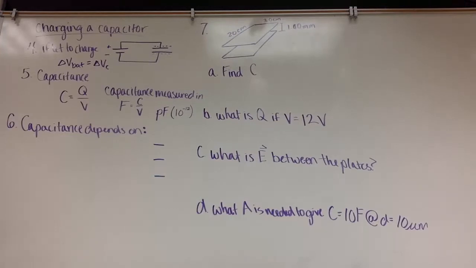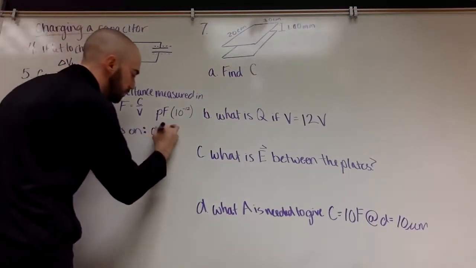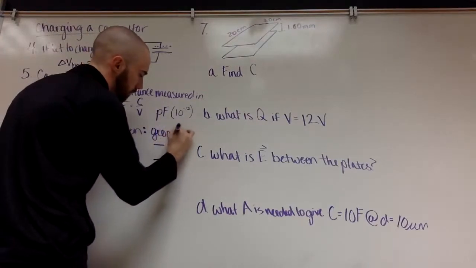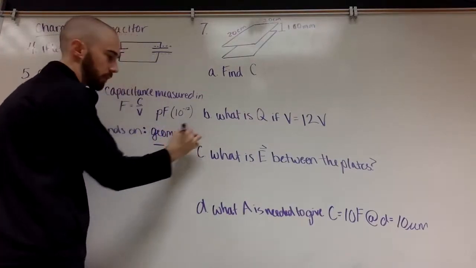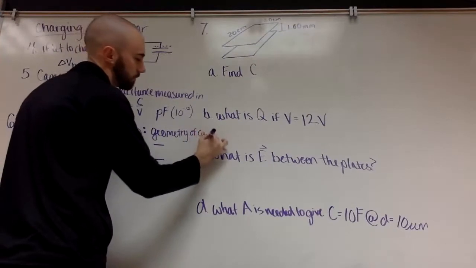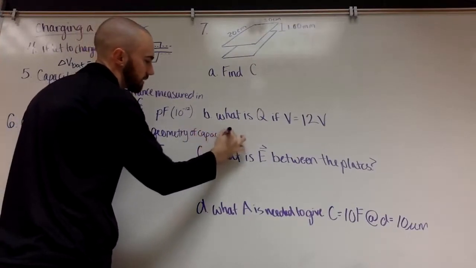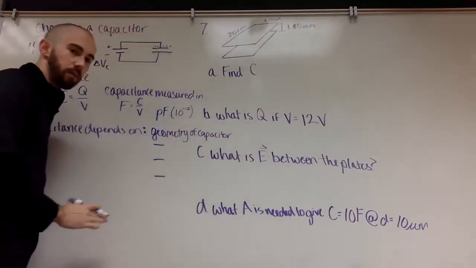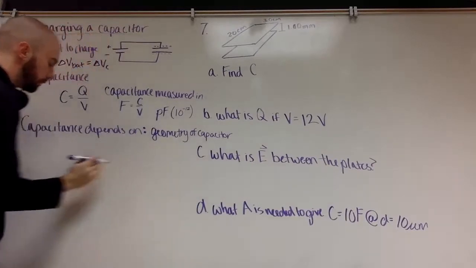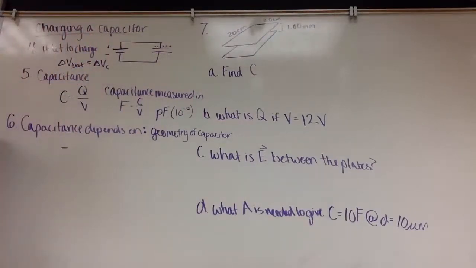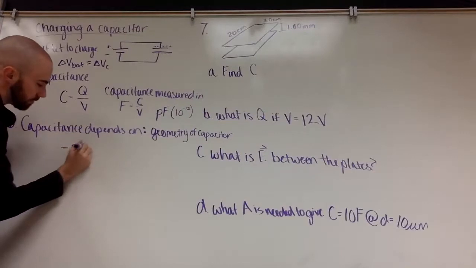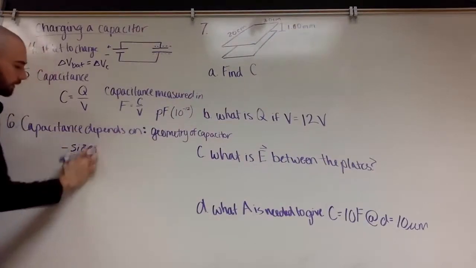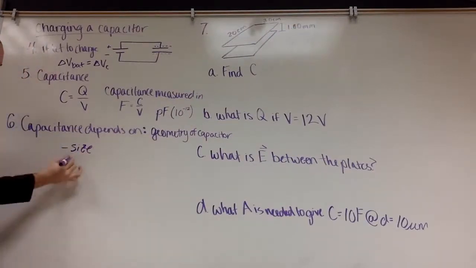So when we look at here, what is capacitance determined by? It's going to be determined by the geometry of the capacitor. I did not give myself a lot of space here, but the geometry of the capacitor. So what things are included in the geometry? Let's take a look. First one is going to be the size of the plates.